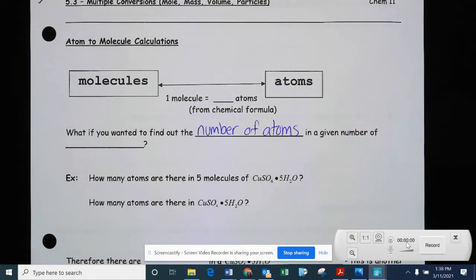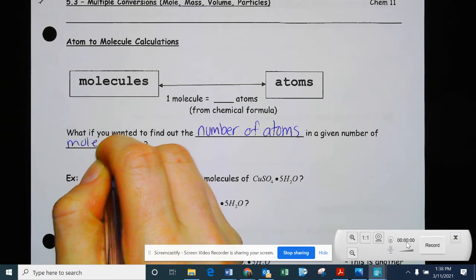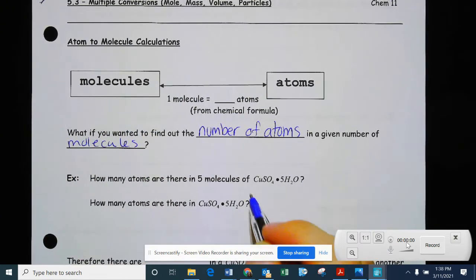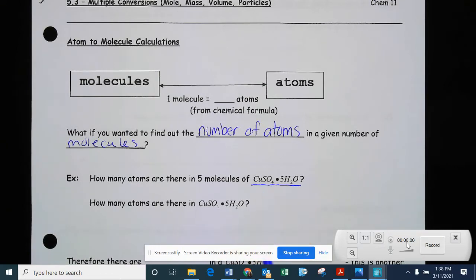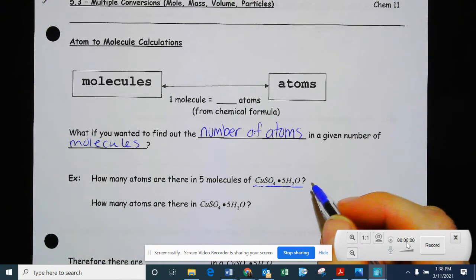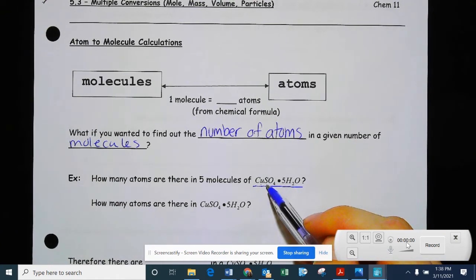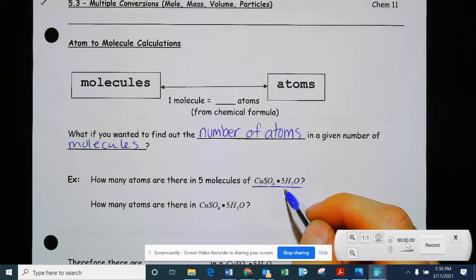If you went past question 4 on the moles worksheet, you did this already a little bit. In a given number of molecules. So, for example, in copper sulfate, we're asking how many atoms are there in 5 molecules of this. I have got 1 copper, 1 sulfur, and 4 oxygens. And then I've got 10 hydrogens and 5 oxygens in every single molecule, right?